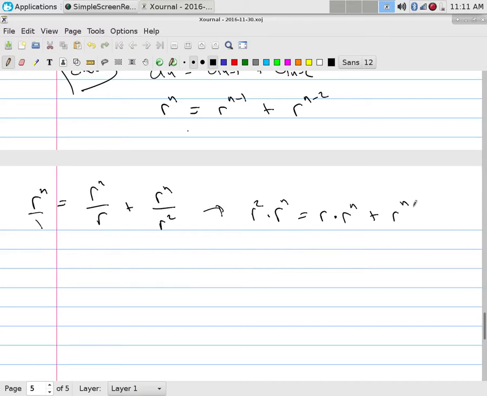Now, r isn't 0. Would it make sense for an exponential to ever have a 0 in the base? No. So if r to the n isn't 0, I can just cancel it. So I immediately know that r is never allowed to be 0. But if I just cancel it, what does this become? That's a quadratic. I can solve that for r. That's r squared minus r minus 1 equals 0.